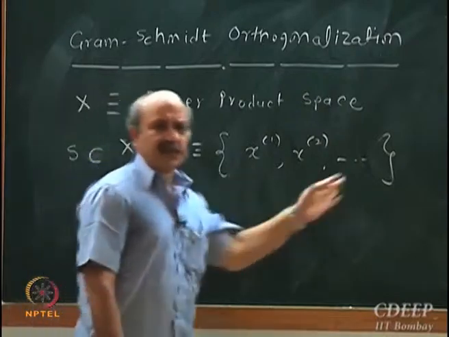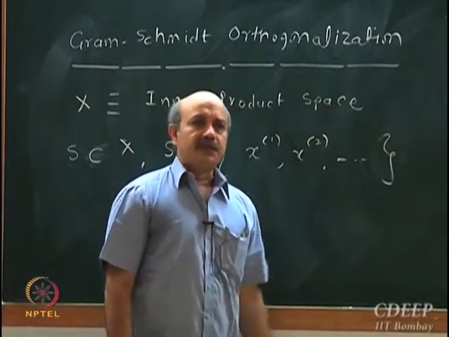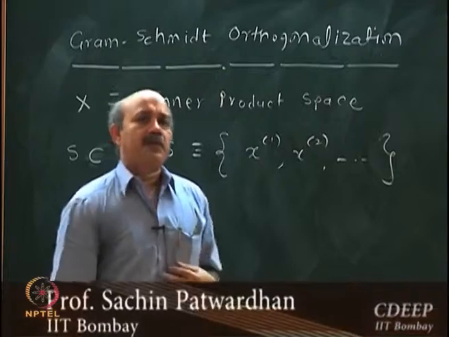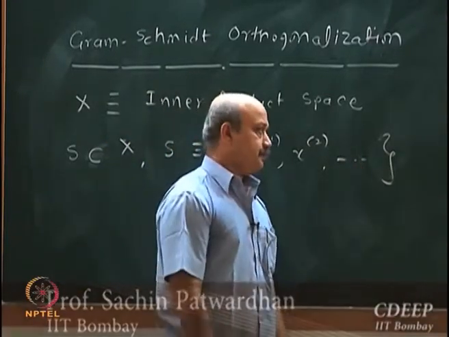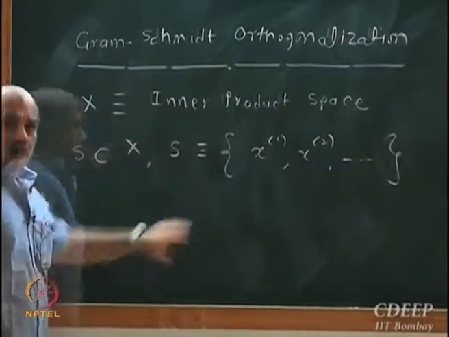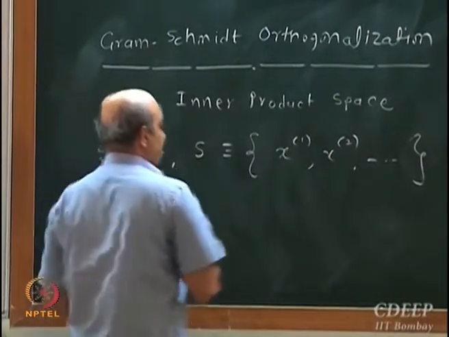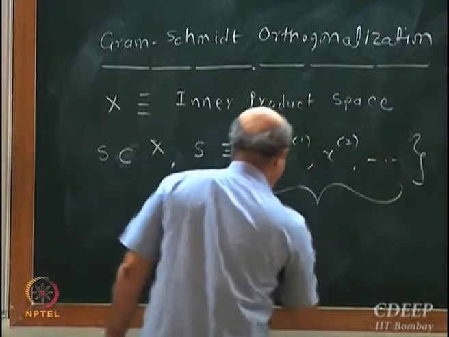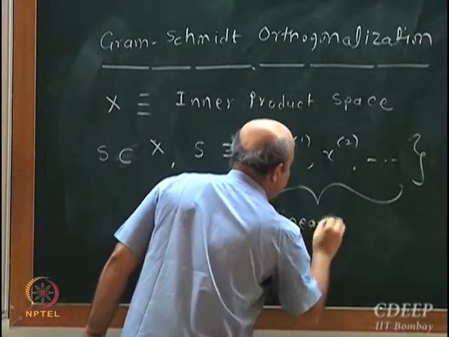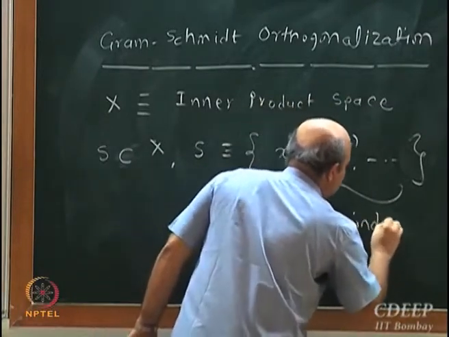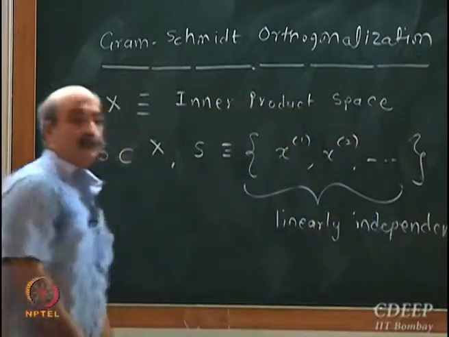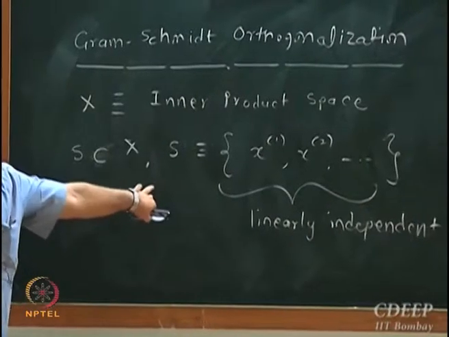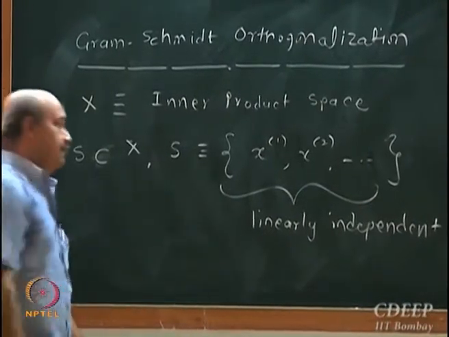This could have a finite number of vectors, it could have an infinite number of vectors. Right now I am not worried about how many vectors are there in this set. They could be finite, they could be infinite. All that I know is that these vectors are linearly independent. But this is not an orthogonal set. S is not an orthogonal set.